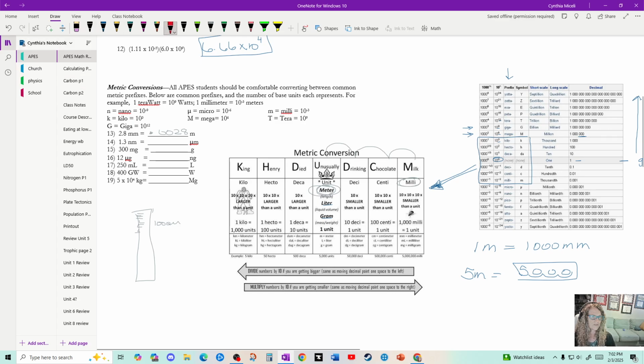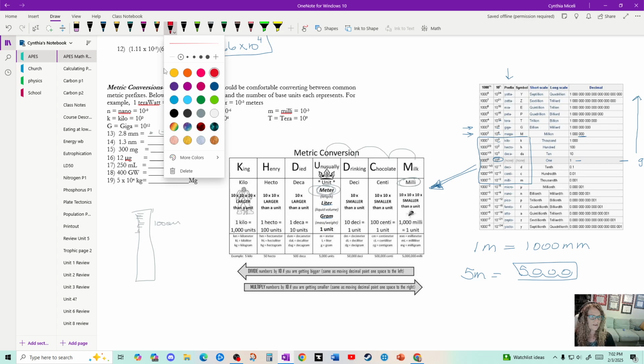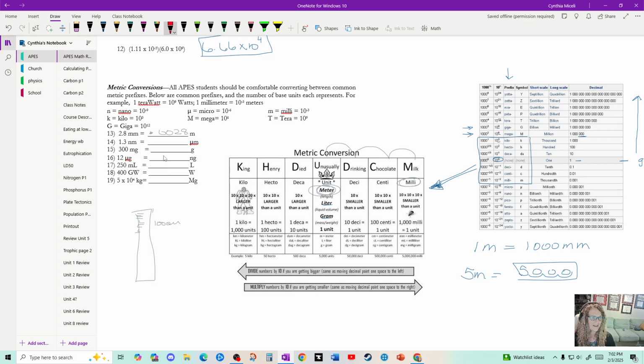Okay, I'm going to change colors just so we can have some variety. Okay, so then the next one, 1.3 nanometers, and we're going to go to micrometers. This one's a little goofy. It's not on our normal one, so we have to look up here. Nano is 10 to the negative 9, and micro is 10 to the negative 6. So how much difference is there between negative 9 to negative 6? A space of 3. And are we getting bigger or are we getting smaller?